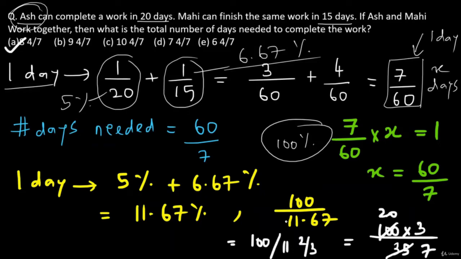That's equal to 100 into 3 by 35. And on simplifying, you will again get back 60 by 7, which is the answer. And that is equal to 8 4 by 7, right? 60 by 7 is 8 4 by 7. And that is your answer, which is answer option A.